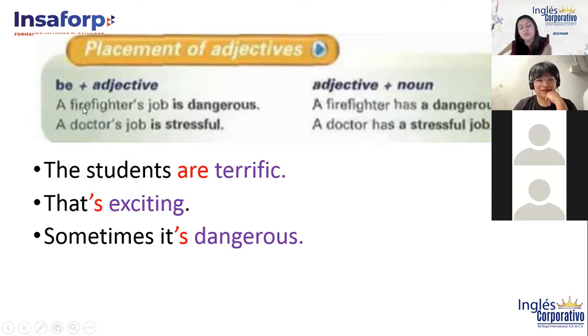Y aquí tenemos, we have more examples. A firefighter's job is dangerous. El trabajo de un bombero es peligroso. A doctor's job is stressful. El trabajo de doctor es estresante. Entonces lo podemos usar así. Tienen que usar el verbo be y luego el adjetivo. ¿Alguien me puede dar otro ejemplo? Cualquier ejemplo.